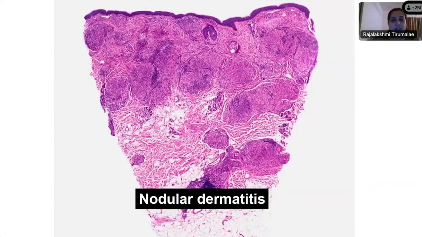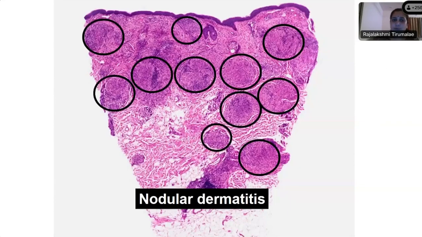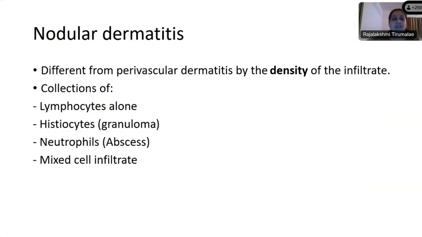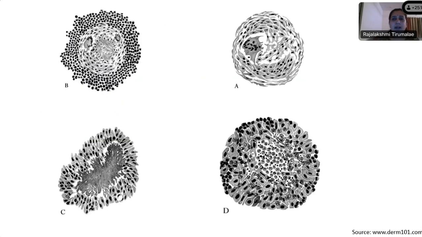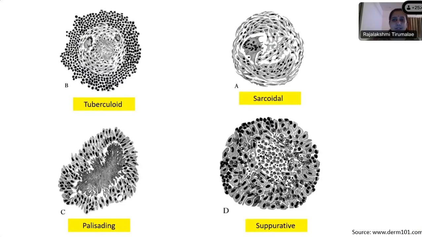Then comes the nodular dermatitis, which is nothing but an exaggerated perivascular dermatitis where the infiltrate appears in nodules. And most of your granulomatous skin diseases come in this category. The nodules could be comprising of only lymphocytes, histiocytes, neutrophils, as you see in suppurative inflammations, or it could be a mixture of all the infiltrates. So there are different patterns in nodular dermatitis, in granulomas to be specific. They could be tuberculoid, they could be naked or sarcoidal with a paucity of lymphocytes. They could be palisading, that is, there's something at the center and the histiocytes are fencing it. And finally, you have the mixed or the suppurative patterns.